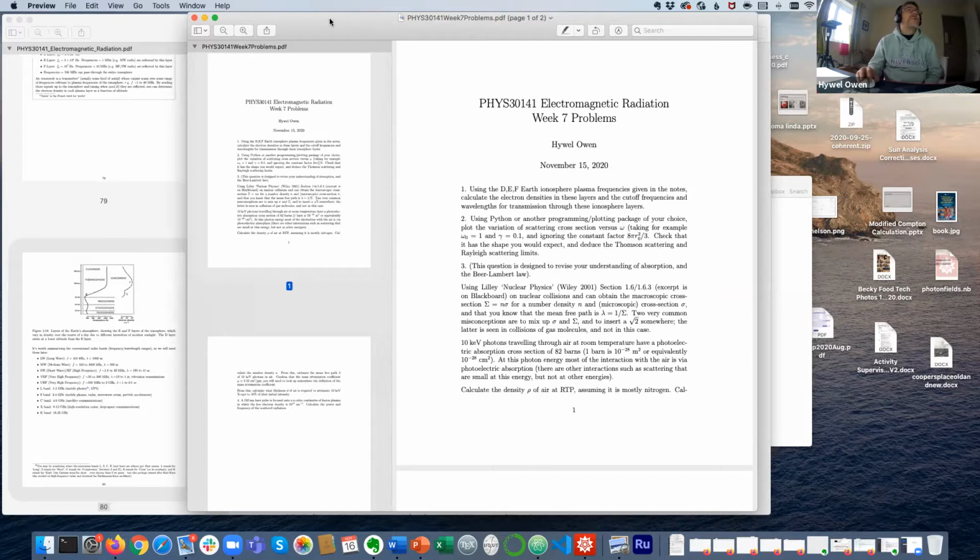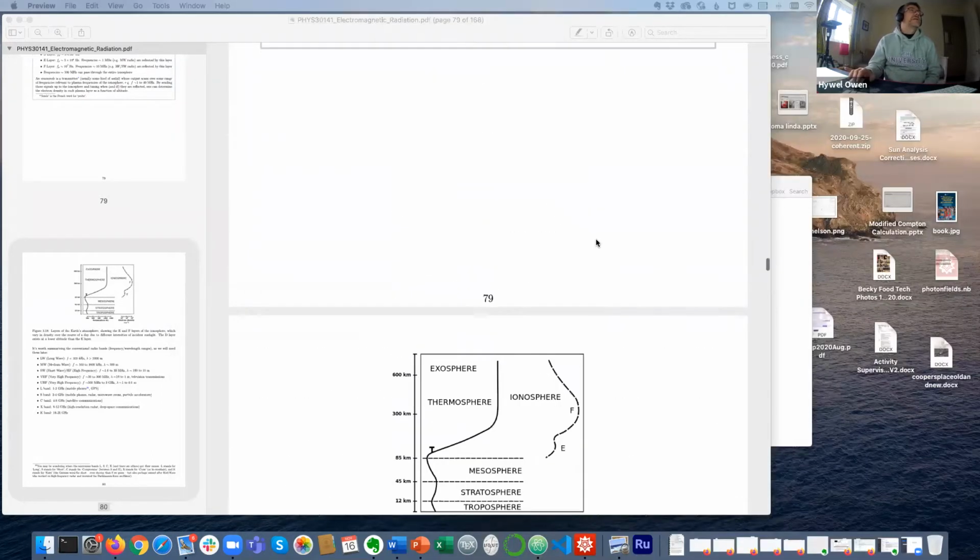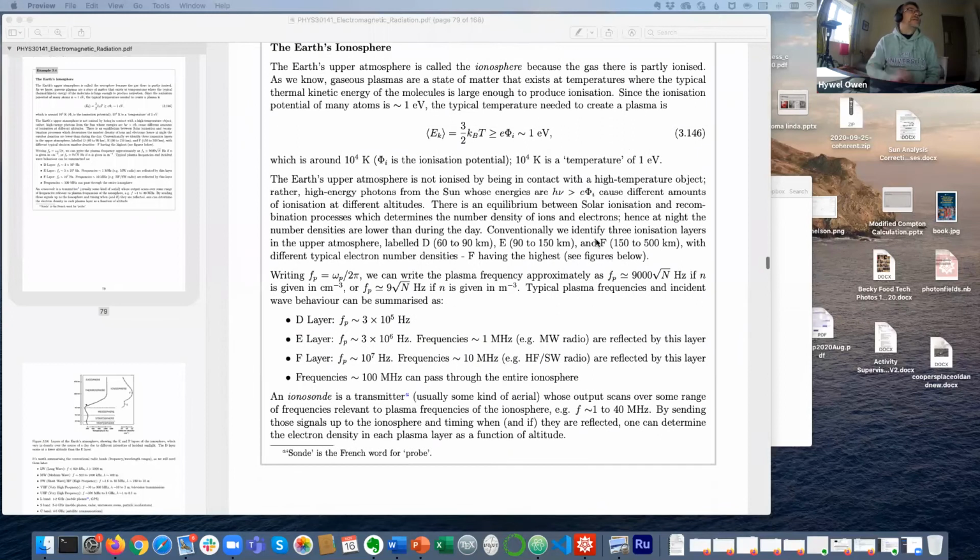Okay, so let's look at what those values are. The typical D layer plasma frequency is 3 times 10 to the 5 hertz, about 300 kilohertz. The E layer has a higher plasma frequency, and the F layer higher still. So clearly the plasma densities also go up. And they should go up as the square of the plasma frequency.